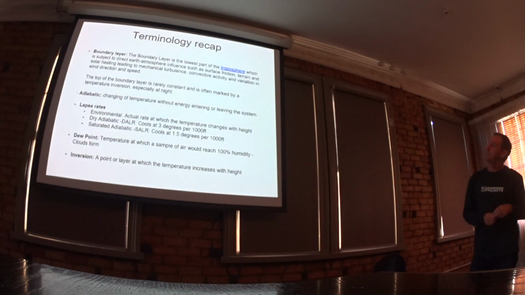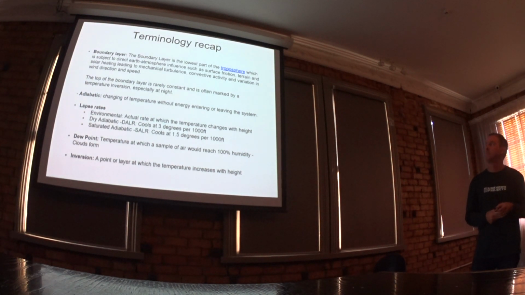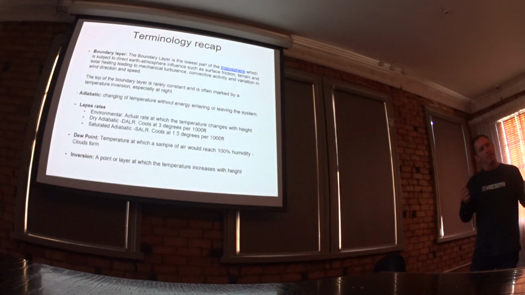Okay, so boundary layer. That's pretty much the air that we fly in, but usually it's the top of the inversion layer. Just think of it as the thermal gear that we fly. I'll mark it on the next diagram so you can see. Adiabatic, with our lapse rates, adiabatic is just the changing of temperature without energy entering or leaving the system. So as our bubble of air rises, it's not really mixing with the air around it, it's staying buoyant and it's going up.